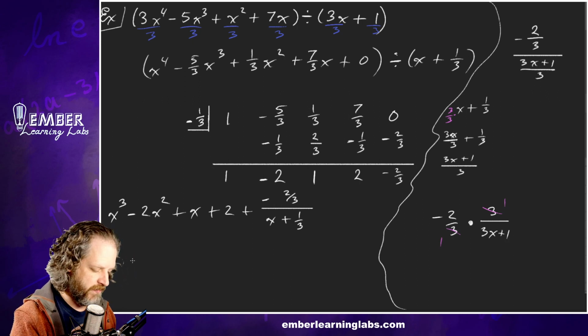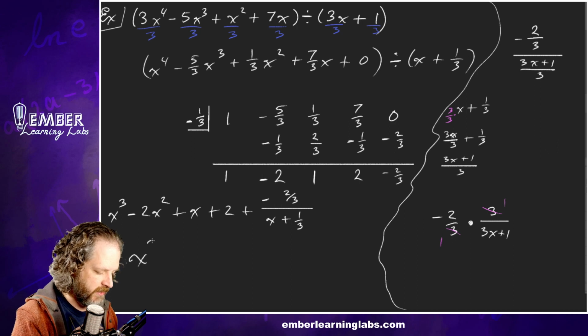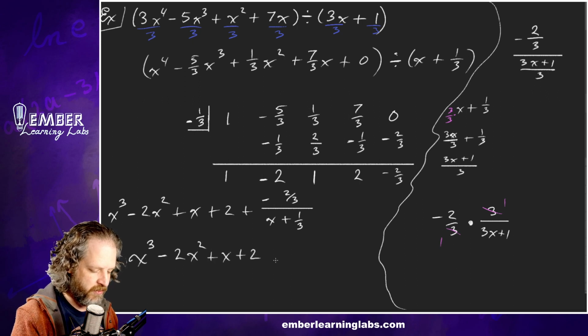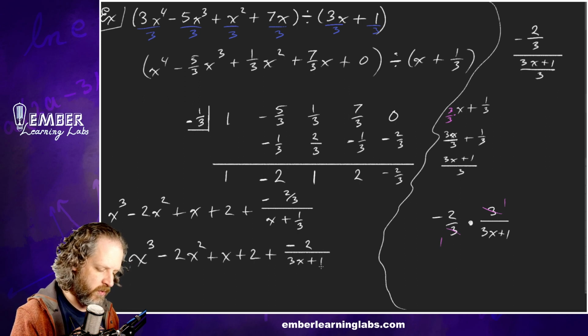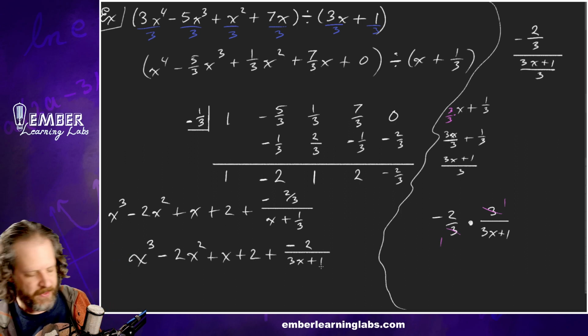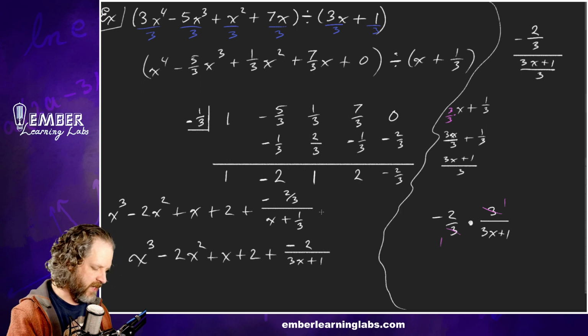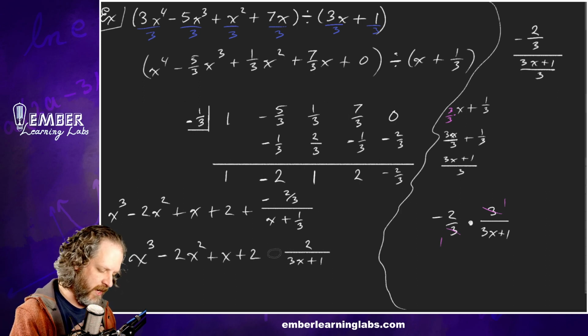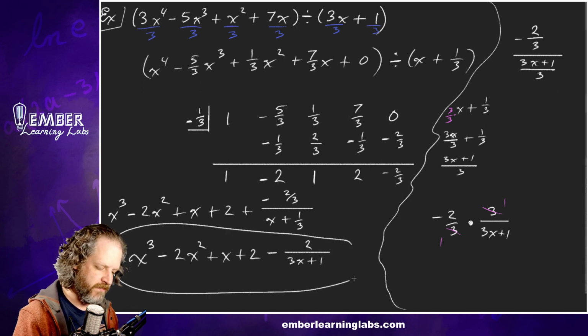So I think we can go to the final answer here. x cubed minus 2x squared plus x plus 2 plus negative 2 over 3x plus 1. You could go one step further. I can't remember, what does our book do? It's probably a better idea to go one step further and pull this negative out to the front. I think that's going to be our best look for this answer.